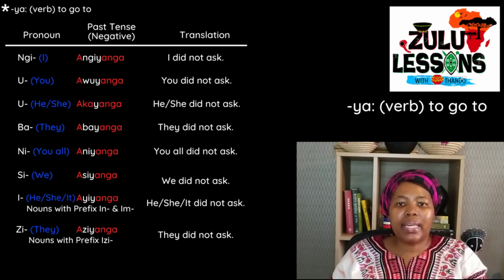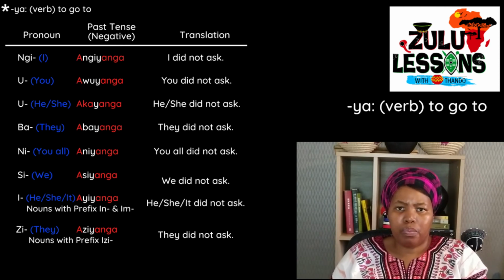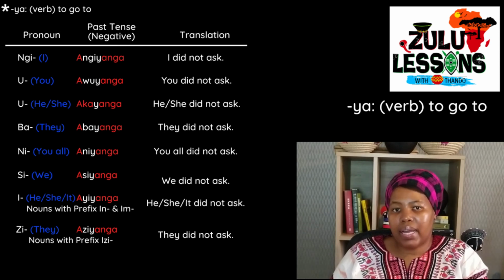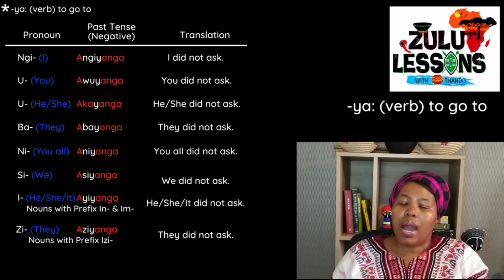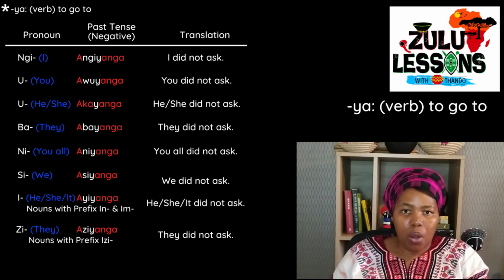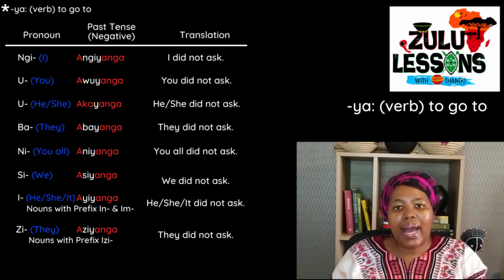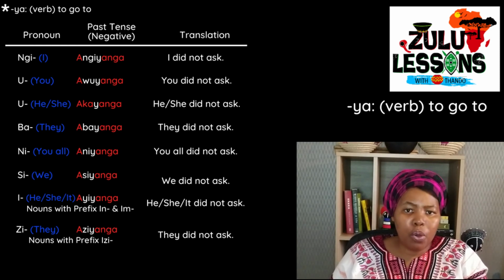Angiyanga, I did not go. I can say angiyanga ekhaya, I did not go home. Awuyanga ekhaya, you did not go home. Akayanga ekhaya, he or she did not go home. Abayanga ekhaya, they didn't go home.